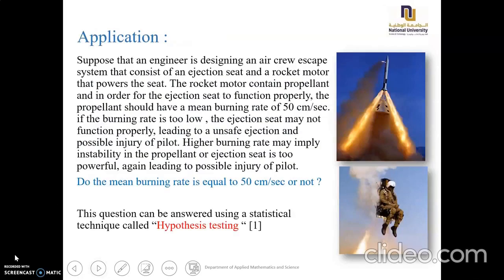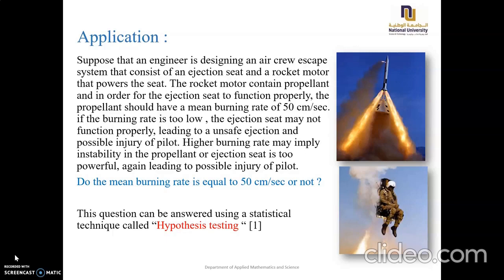So suppose that an engineer is designing an air crew escape system which consists of an ejection seat and a rocket motor that powers the seat. The rocket motor contains propellant in order for ejection to function properly. The propellant should have a mean burning rate of 50 centimeters per second. So why should it have 50 centimeters per second?